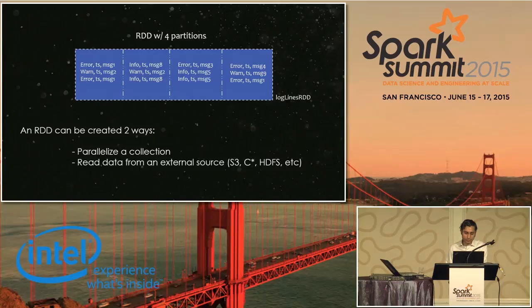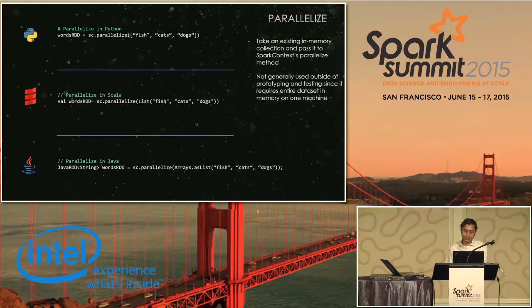You make RDDs one of two ways. You can either parallelize a collection or you can read from an external data source. When you parallelize a collection, what you're doing is something like this. In the Spark Python REPL, for instance, you're going to say sc, the Spark context, and on that you call the method parallelize, and you just give it a Python list, and this list is going to go into making a words RDD.